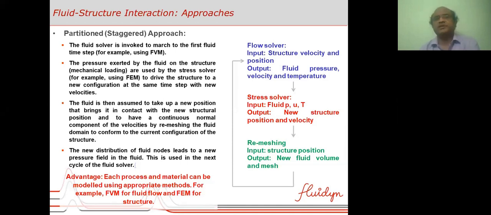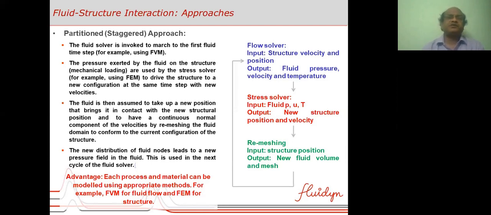Now, once the structural analysis is done, the structure may deform. So the fluid domain is actually changing. So the fluid mesh has to be remeshed again. For that remeshing, the input is the structural position. So in general, we can say that in a partitioned approach, there is a flow solver, a structural solver, and a remeshing module. These are all coupled, and in one time step, all of them should run.